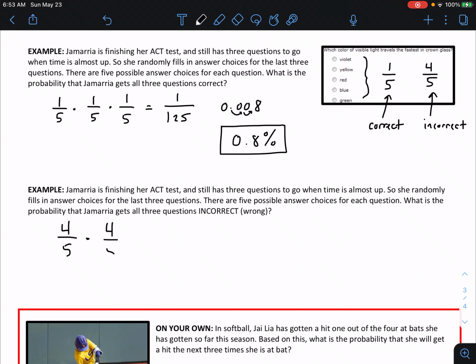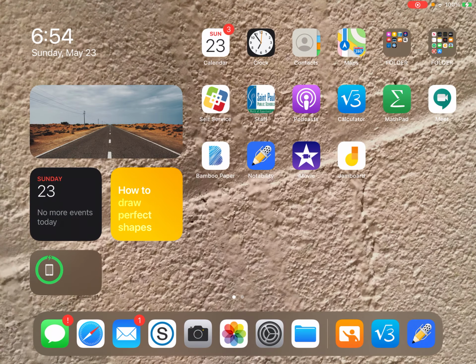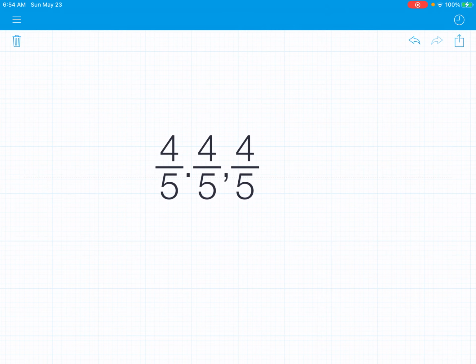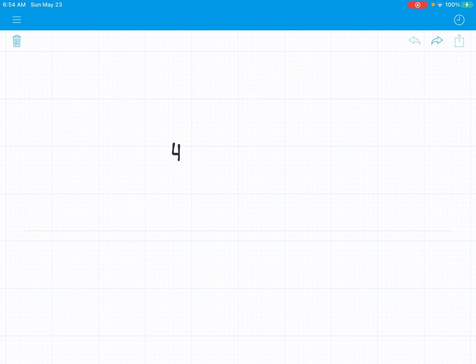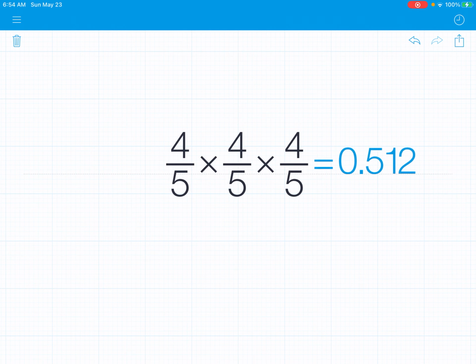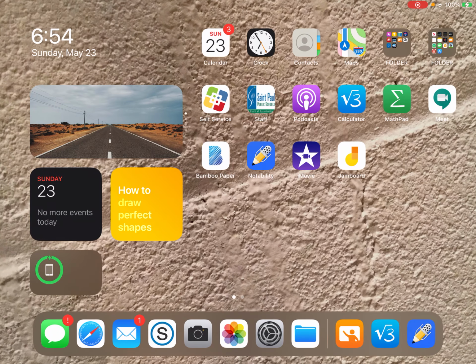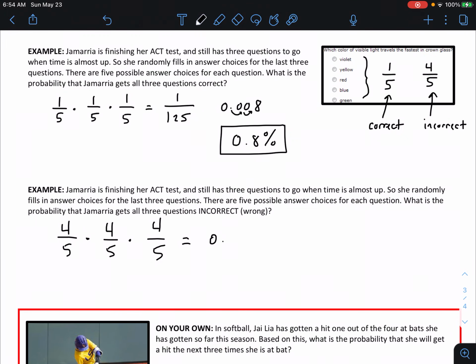times 4/5 times 4/5. Okay, and so this is one where I definitely need to go grab that calculator because it's going to be easier. So I'm going to do 4/5 times 4/5. I may have to do this again. Yep, I got to do it again. It doesn't like the little dots. Got to do the X's for times. And we end up with 0.512. Okay, so we end up with 0.512.